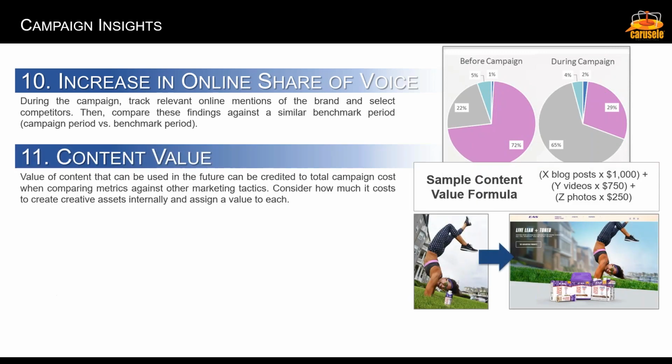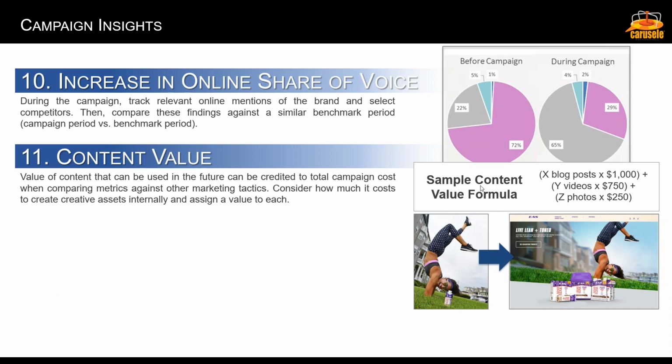Content value: if in addition to influencer, you have to manage your social channels and you have to create all that content, it's not easy. So what's the value of the content being produced from this program, particularly if, as you should, you are getting the rights to use that content going forward? You can see here EAS, which is a supplements company, took this photo we had created by one of our influencers and made it their homepage image.